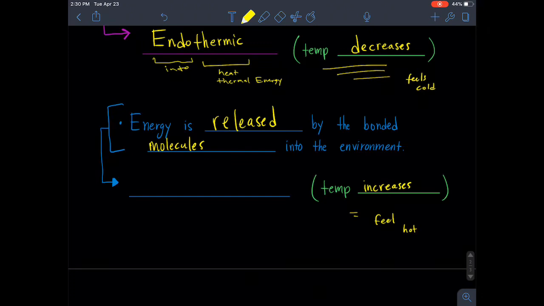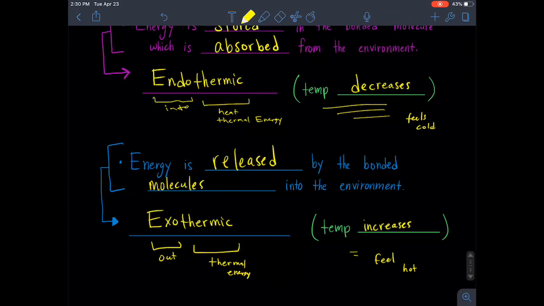In this one, since energy is released and exiting the molecule, we call this an exothermic reaction, or something that's exothermic. So exo means outside or out of. Thermic is that thermal energy. So the thermal energy goes out of the molecule. So there you have it. Reactions are either going to be endothermic or exothermic.